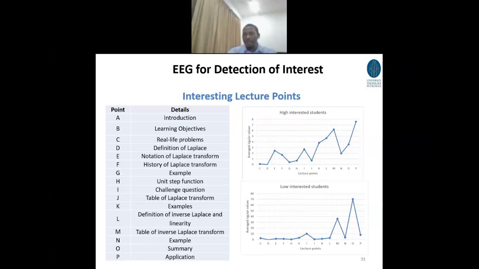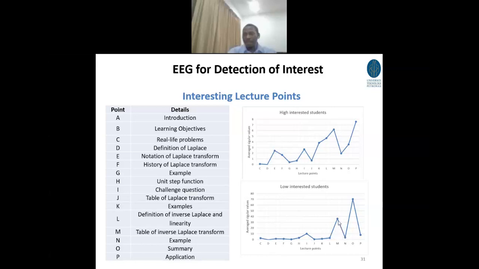Now, based on the previous splitting of the groups into high interested and low interested, this is what we could get from these points. Just an idea, for example, if you look at the low interested, you talk about the introduction, it's not a big deal for them. You look at real life problem, some of them, nothing. You look at D, definition of Laplace, not much in both. You look at E, notation of Laplace transform. Some people are interested in it. Over here, the low interested, still nothing.